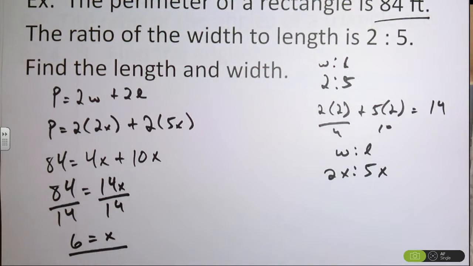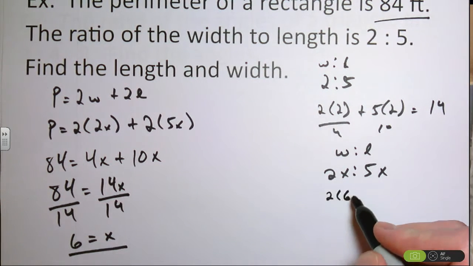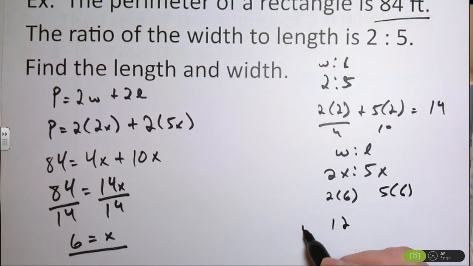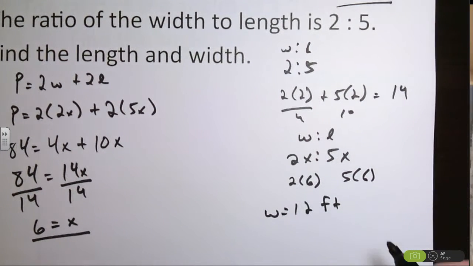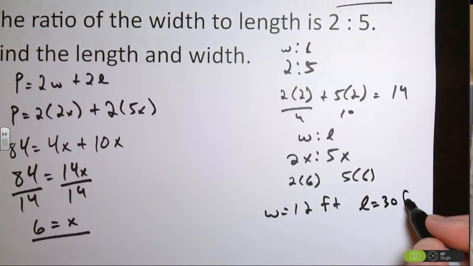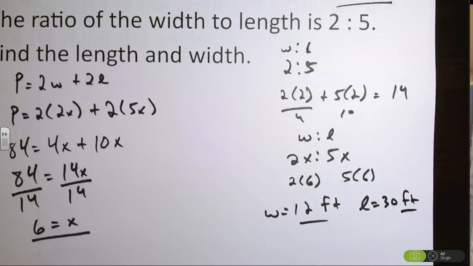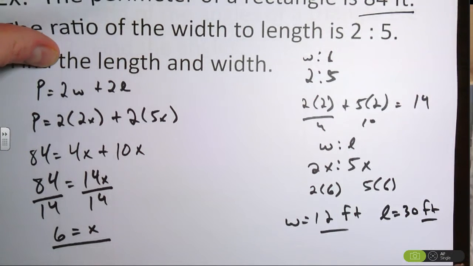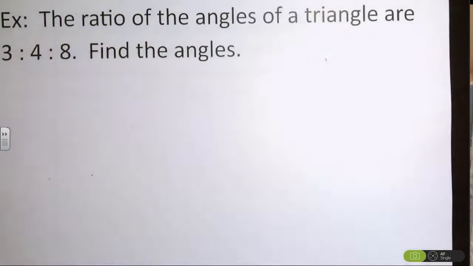Oh, sorry, I'm coming off the screen here, aren't I? So it ends up being 6. So that gives me not the length or the width, but the multiplier. So the width is 2 times 6. The length is 5 times 6. Width is 12 feet. Length is 30 feet. So there we go. That's the first ratio problem. Okay. All right. Next one.